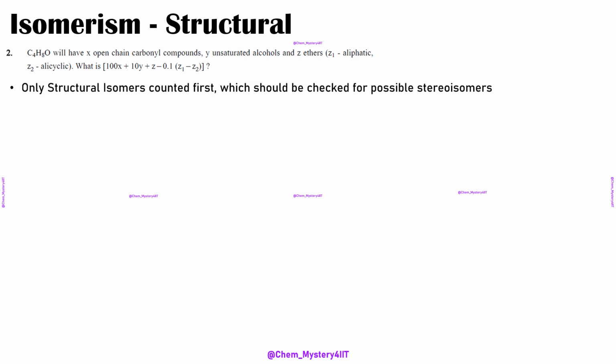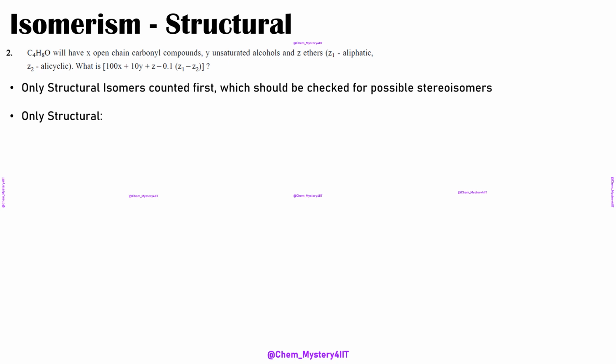This question has some structural isomers, and then we can count the possible stereoisomers. Actually, this question was not clearly defined as to whether we should count only structural isomers or stereoisomers as well. So there was some confusion. Usually when it is asked about stereoisomers, they define the number of all possible isomers, and then we should count stereoisomers as well. Here there was some element of confusion because nothing was defined with respect to that.